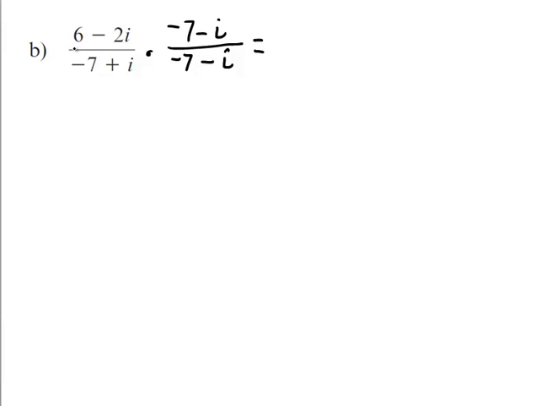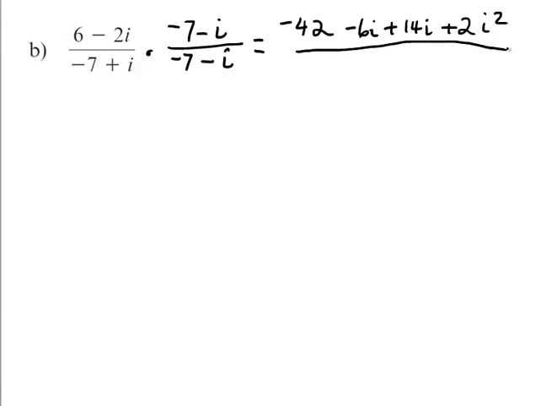So first of all, we're going to FOIL the top. So 6 times negative 7 is negative 42. 6 times negative i would be negative 6i. Negative 2i times negative 7 would be plus 14i. And negative 2i times negative i would be positive 2i squared. And that's all over, negative 7 times negative 7 is positive 49. Negative 7 times positive i would be negative 7i.